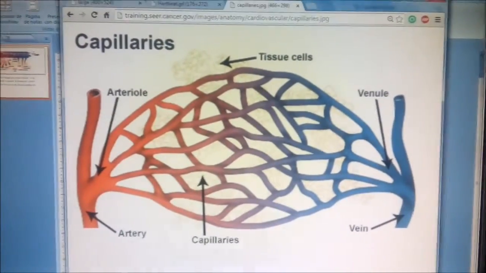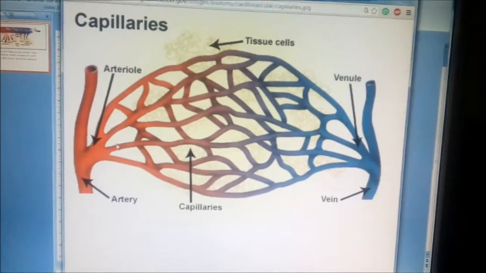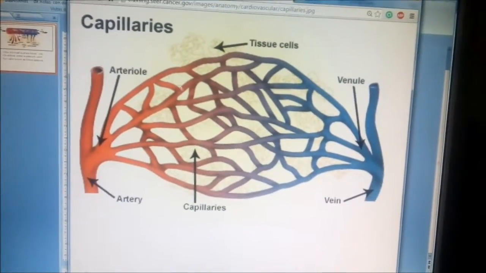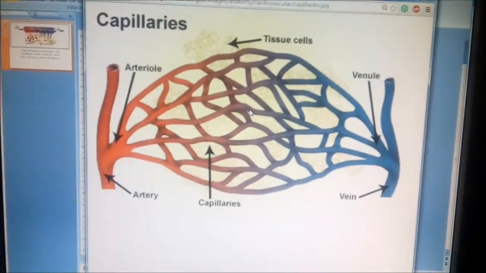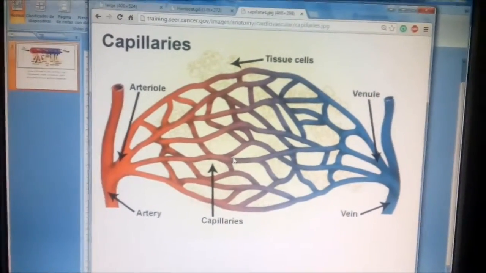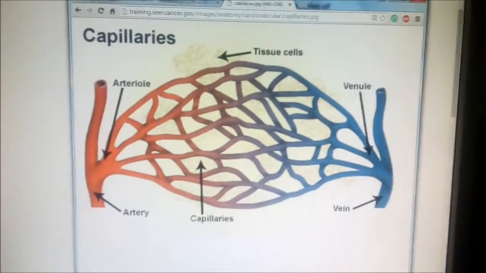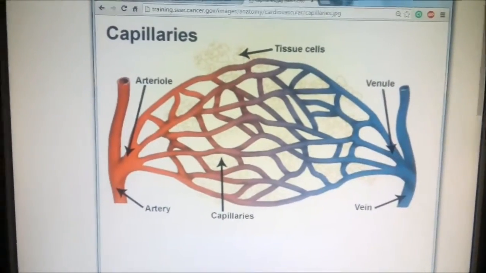Imagine this is tissue and this is blood. Oxygen and nutrients diffuse from capillaries to tissue fluid that surrounds the cells, while waste such as carbon dioxide diffuses from tissue to the capillaries. Well, okay, I know, this is not what you wanted to hear, but it's interesting, at least for me.